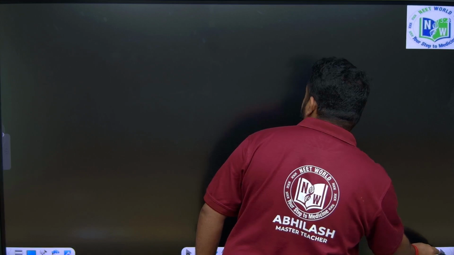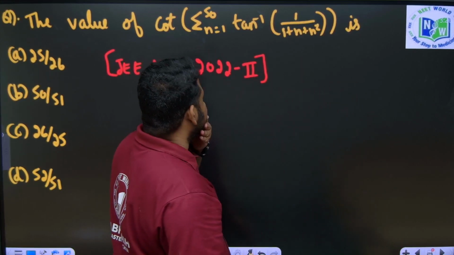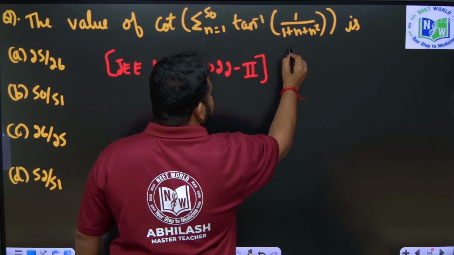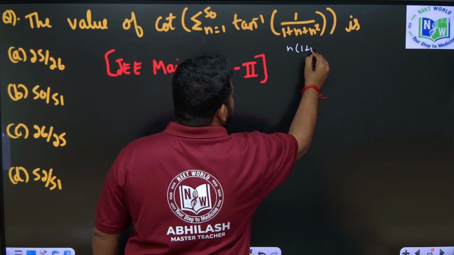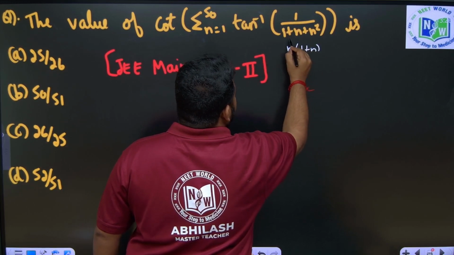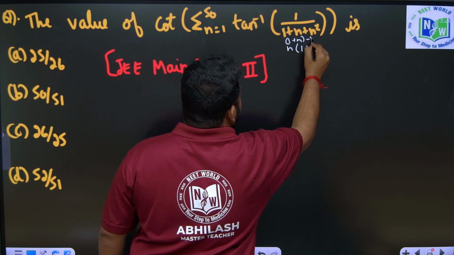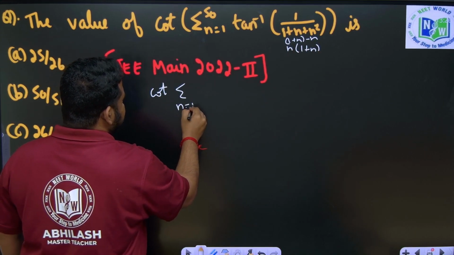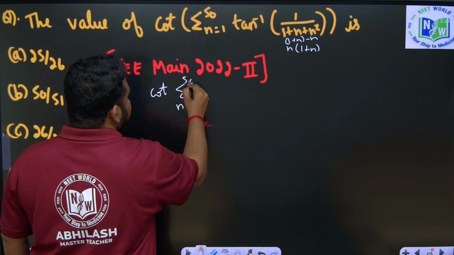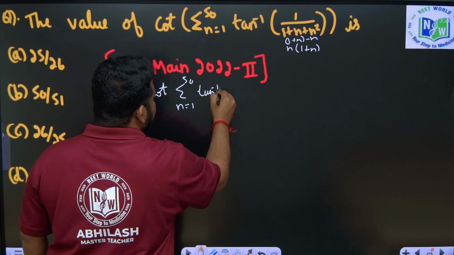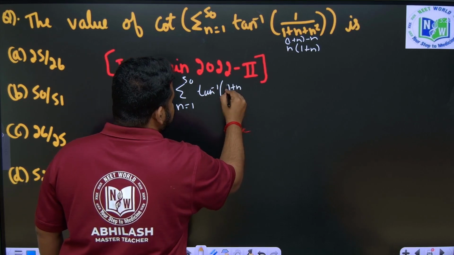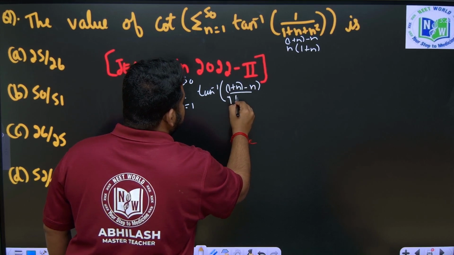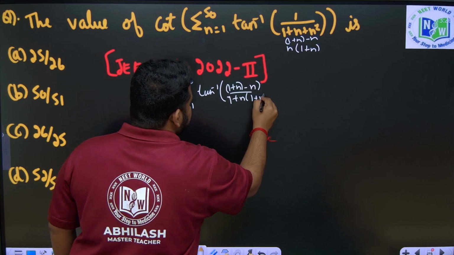Next question. This is similar to the previous question, but they have given it in terms of cot of summation. So this n I can write as n into 1 plus n, and this 1 I can write as 1 plus n minus n. So this will become cot of summation, n running from 1 to 50, tan inverse of 1 plus n minus n divided by 1 plus n into n.